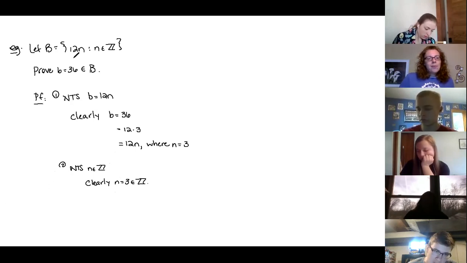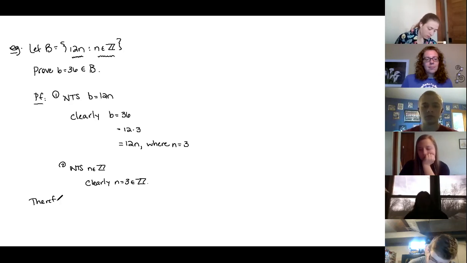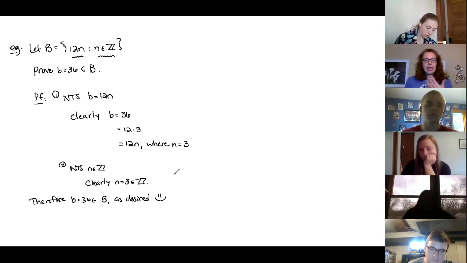We've dealt with the part before the colon, that's step 1. We've dealt with the part after the colon, that's step 2. And so we can say, therefore, little b, which is 36, lives in capital B as desired. Okay. So again, this is one where the steps kind of get flipped because the defining characteristic, what the element is supposed to look like, is before the colon instead of after the colon.